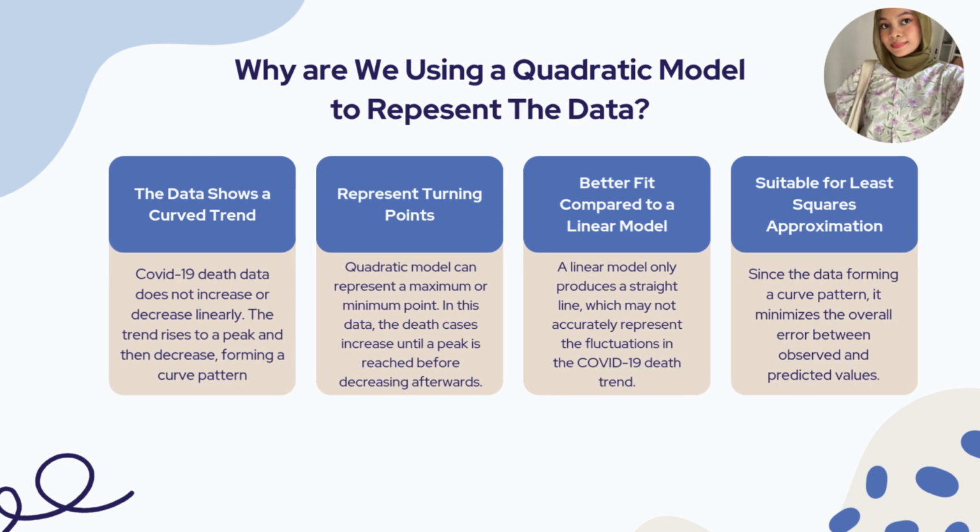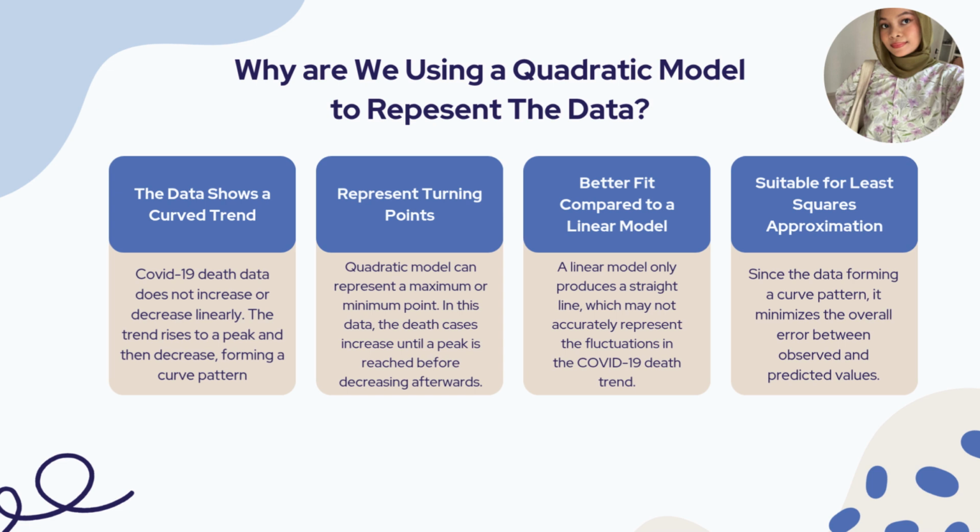This brings us to an important question. Why are we using a quadratic model to represent this data instead of a simpler linear model? There are four primary reasons for this choice. First, the data shows a clear curve trend. As I just mentioned, the COVID-19 death data doesn't just go straight up or straight down. It rises to a sharp peak and then decreases, naturally forming an upside down U or curve pattern.